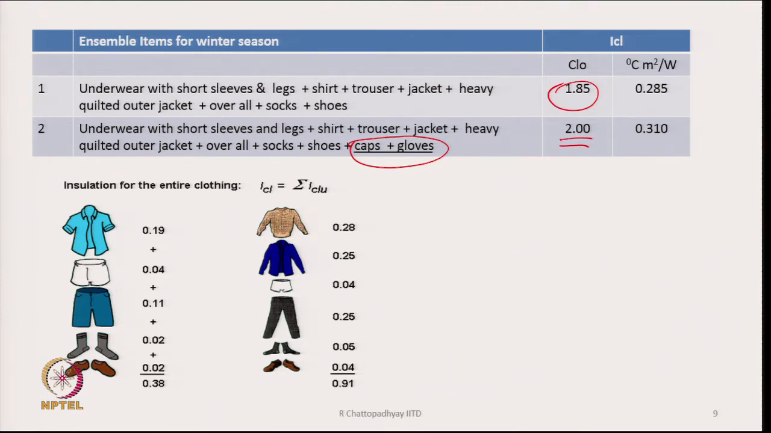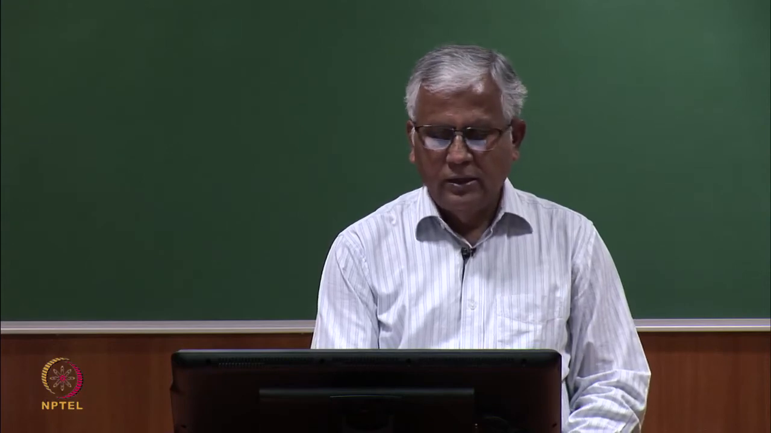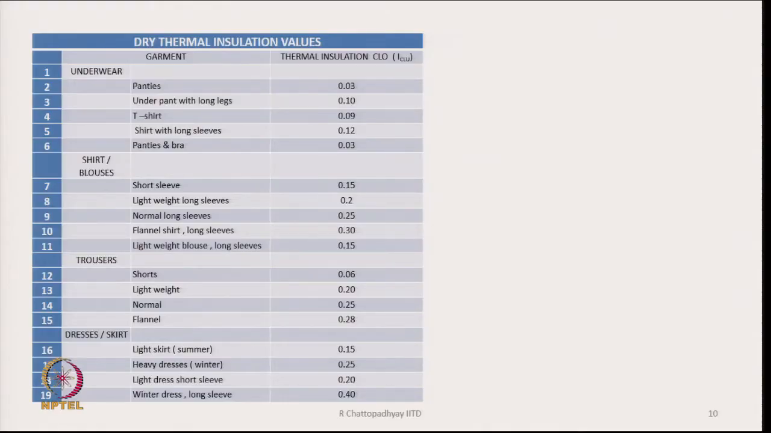An example we have given here: different items, individual clo values, we add them together and we get the total clo value. So, this is a very simple way to find out the clo values. As I told you, there is a standard which is available by SRA, and these standards say that typical clo values of different types of garment items are given here.